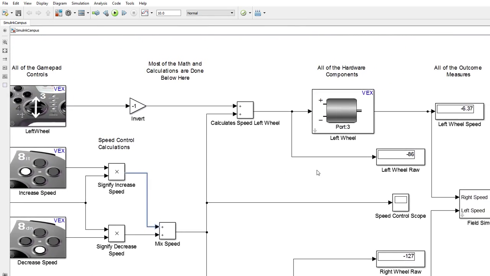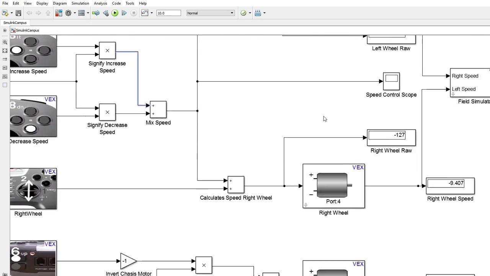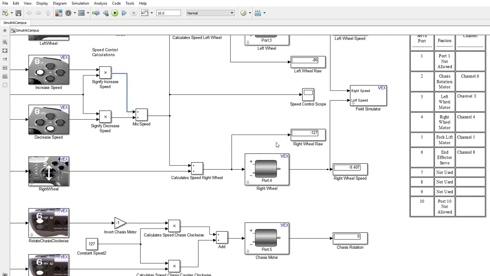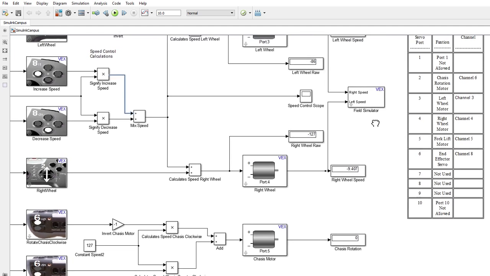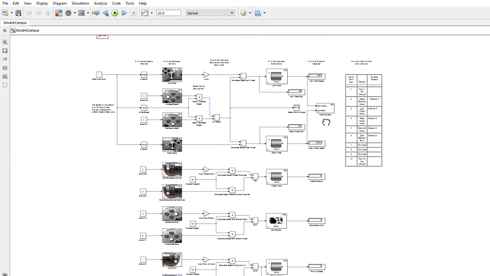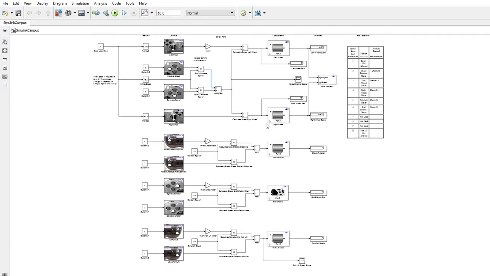After that, the fourth is where the hardware components are displayed, such as motors and servos, followed by the fifth, where the outputs are measured and displayed. And finally, we have the sixth, which is an array showing the function, channel, and port of each hardware component. There are 6 function rows, including 5 branches with 5 outputs.